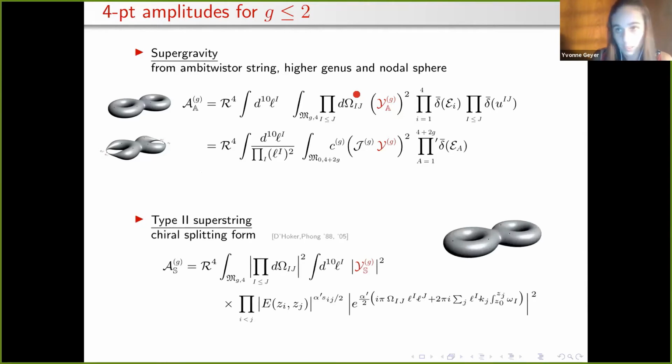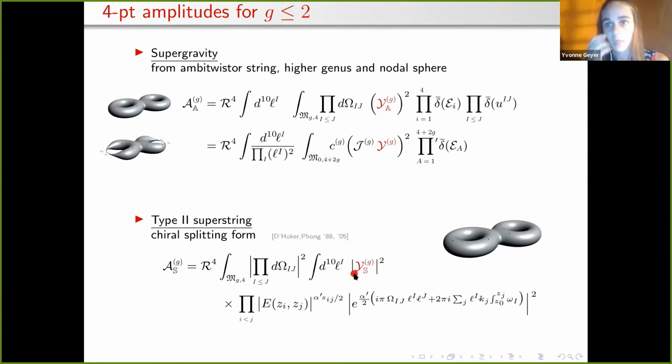And just to contrast the two for you right now, let me write down the type 2 superstring amplitude in the chiral splitting formulation here. So you can see that we also have this integral over M_g,4, and I've introduced the chiral splitting parameters. I've called them L here to highlight the relation with the standard chiral splitting factor and the Koba-Nielsen factor up front. Now, there are obviously important differences, but what I want us to focus on are these factors Y_A, Y, and Y_S.